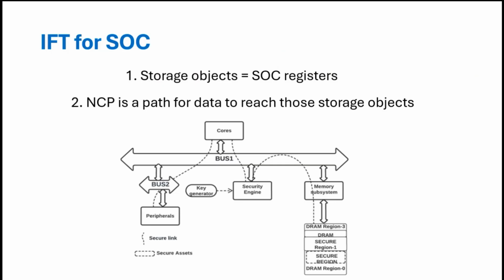So for example, in a typical SOC we have one bus and one core, for instance, and the bus then connects to different targets like a peripheral, a security engine, or the memory subsystem. Now, NCP is a path for the data to reach these storage objects. The dotted lines show the NCP paths which can be established. And the storage objects in this case are the registers.